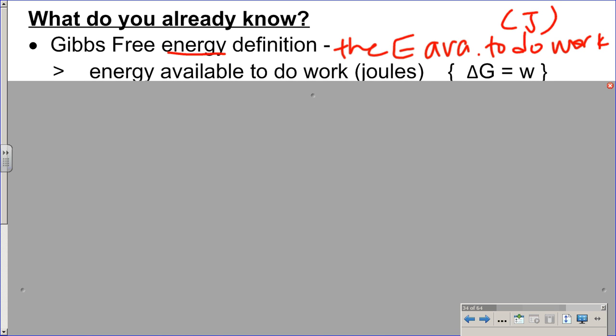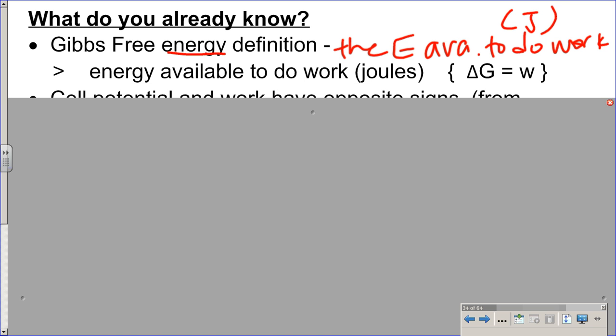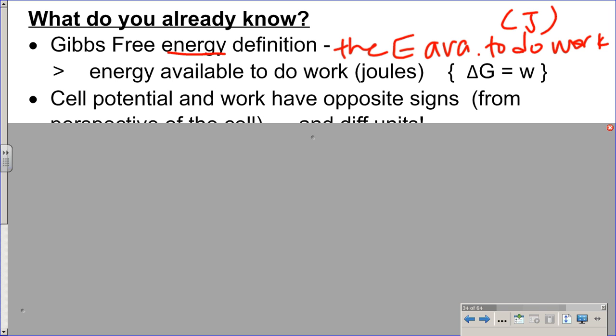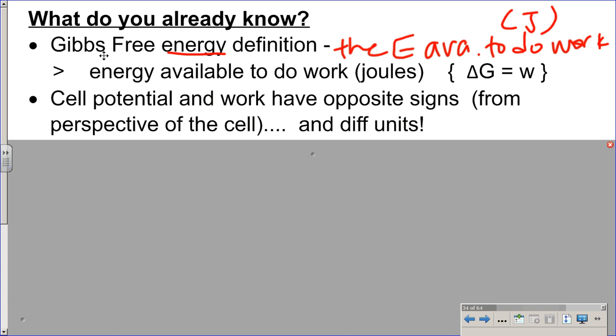Then we also know, and don't forget, delta G is the symbol for Gibbs, so that's our equivalence there. Gibbs free energy is work, W. All right, so, I'm going to show you this one. This is a known that I'm going to tell you. You probably know a little bit about it, but I'm going to tell you now.